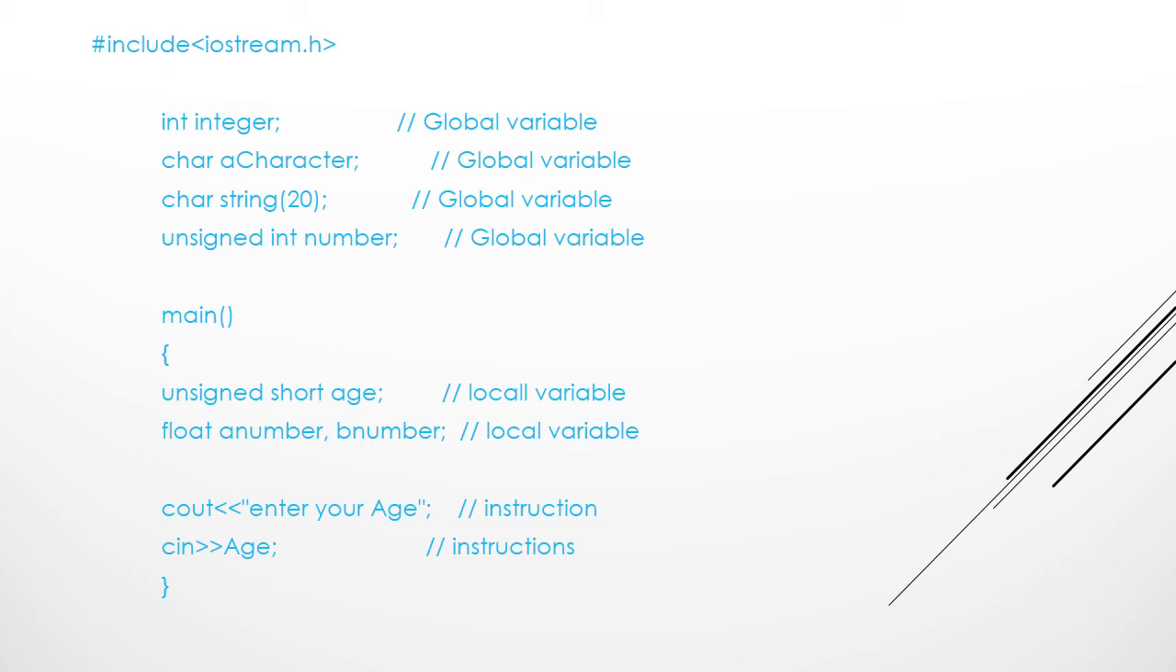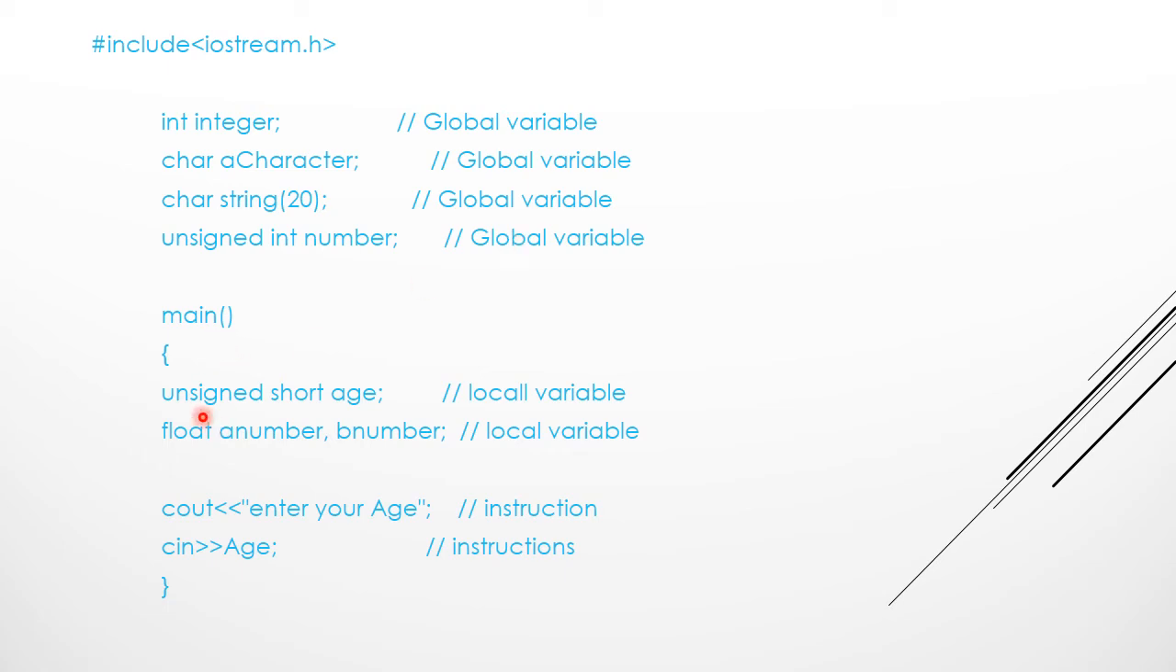Consider this example. Here, before the main function, this is our main function. So before the main function, there are certain declarations, certain variables declared: integer, character, string, etc. These are defined before the main function. So these variables can be used throughout the program, and these variables are called global variables.